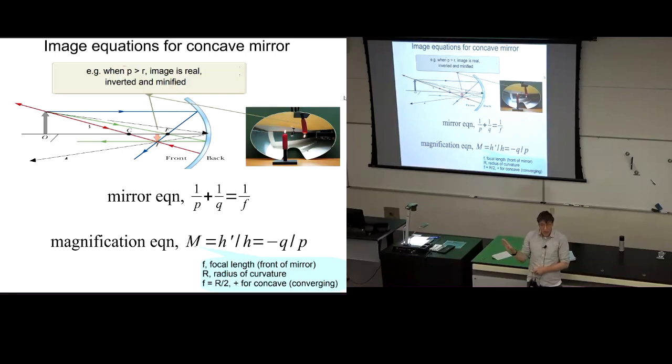Again, there's sign conventions here. Our focal length for a concave mirror is positive. Locations in front of the mirror are also positive. So in this case, both P and Q are going to be positive. If the image was formed behind the mirror, that would be a negative image location.